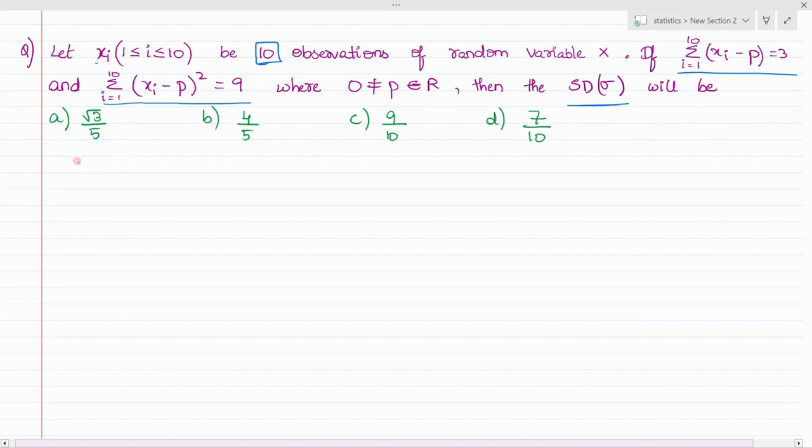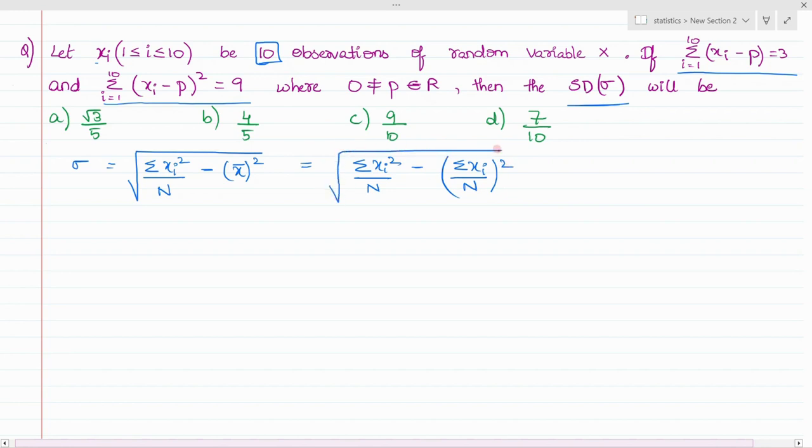Generally, what will be the standard deviation formula? It will be the square root of the computational formula: sigma xi square upon n minus mean square. This can also be written as sigma xi square upon n minus, the mean being nothing but sigma xi upon n, whole square. So this is the actual standard deviation and this we need to find out in this question.